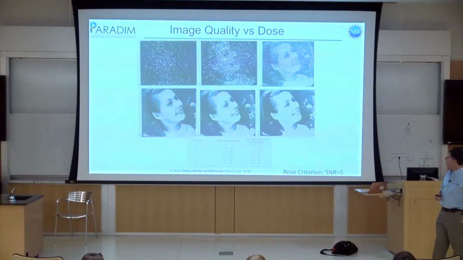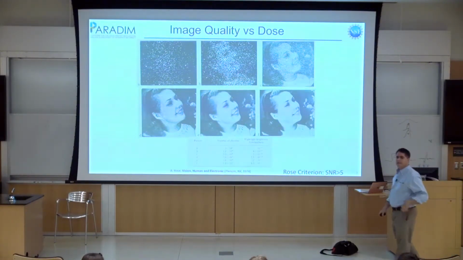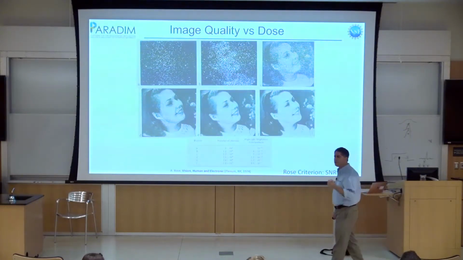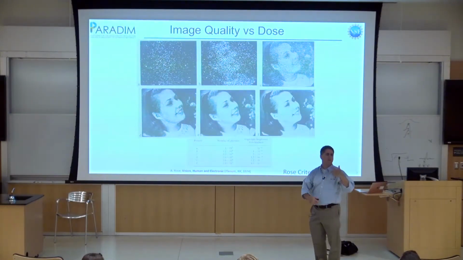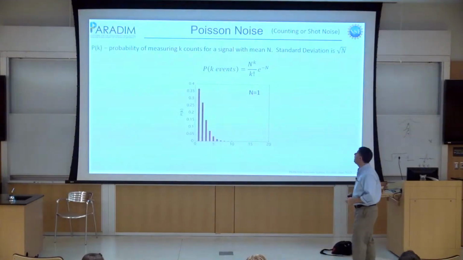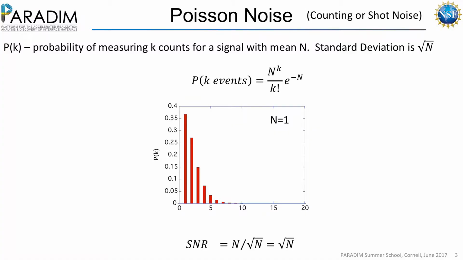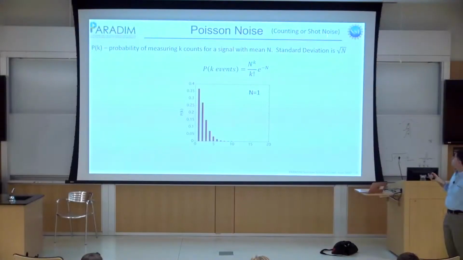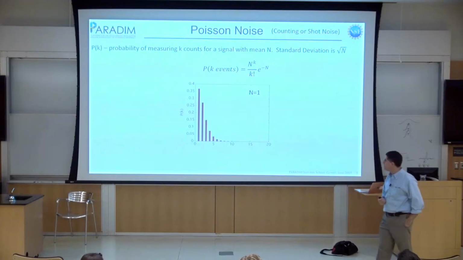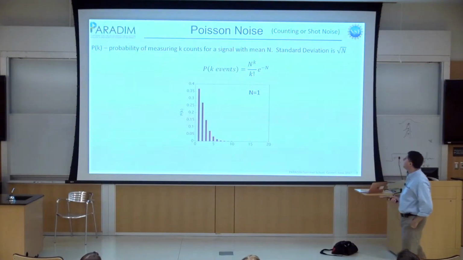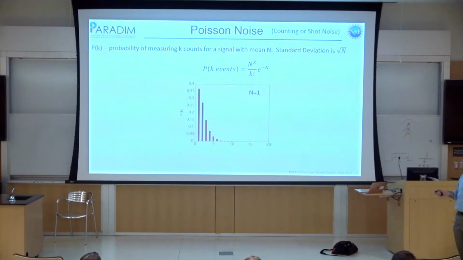Now, the noise that we're interested in is essentially a counting noise, because 1 electron shows up, or 2 electrons show up, or 3 electrons show up. And that noise is called Poisson noise, or counting or shot noise. All of it's the same thing. And the reason why it's Poisson noise is it follows Poisson statistics. And Poisson statistics is the probability distribution given by this formula over here.